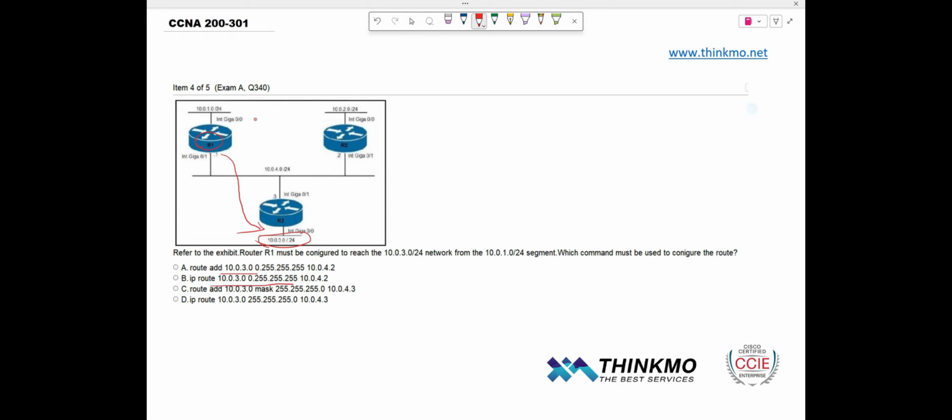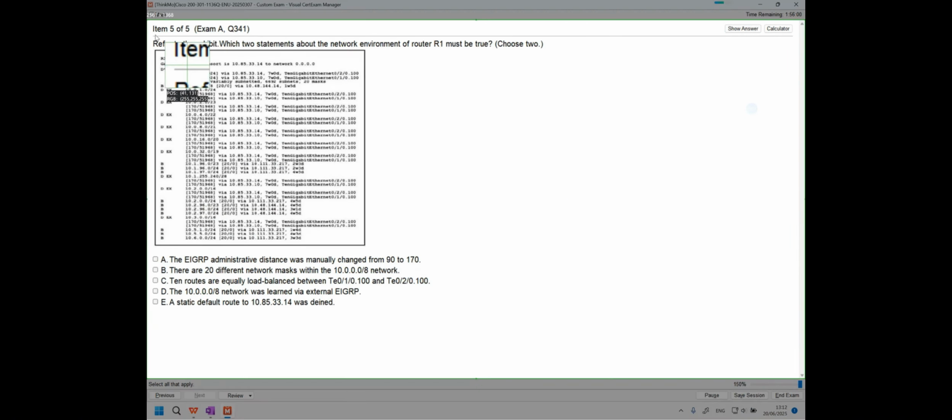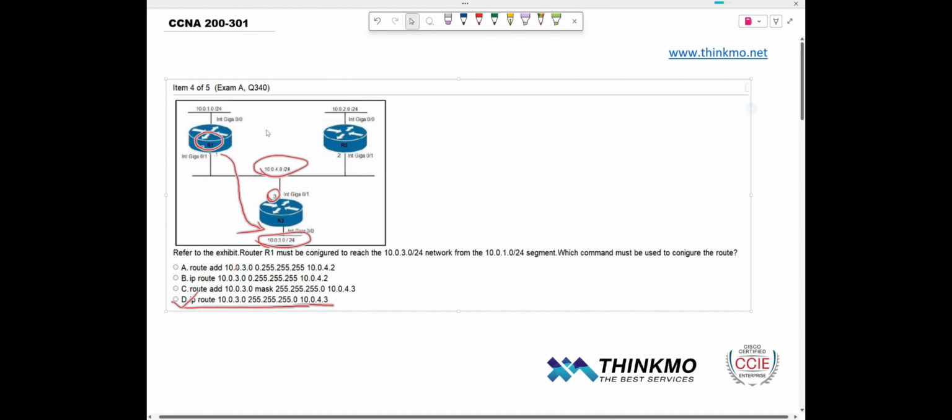So what is my next hop? The next hop is 10.4.3 inside here. This one, 10.4.3, right? So I need to write this. That is, I need to write a default route like this, right? In this case, I don't need to specify the subnet mask, right? So the correct answer to this question is D, choose D. All right, let's look at the next question.